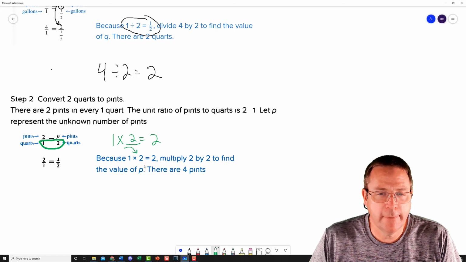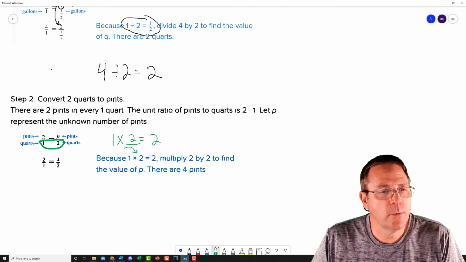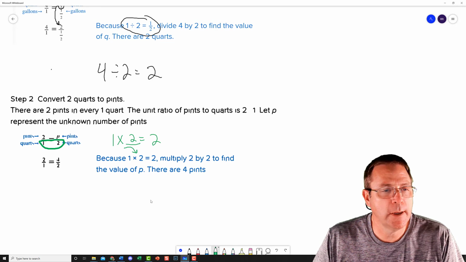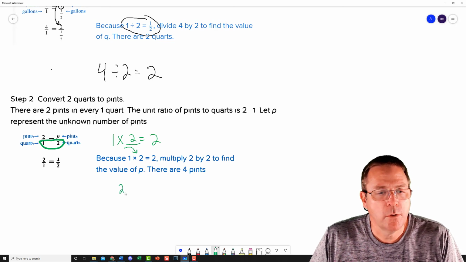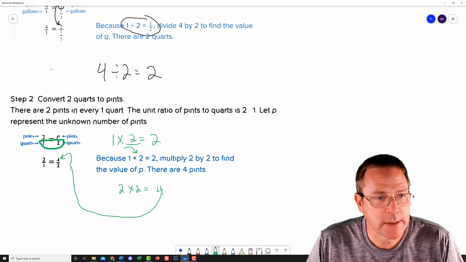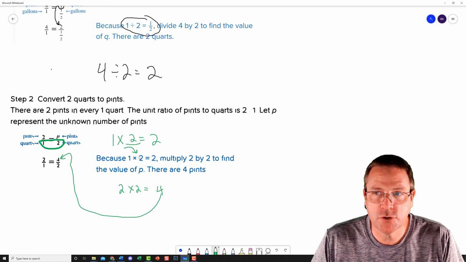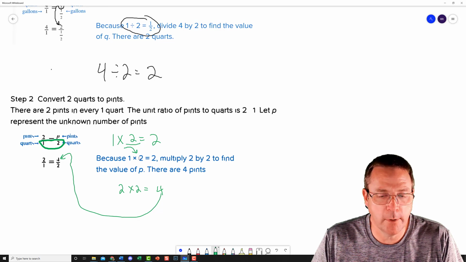That is where they get that information right there from. Since you multiplied the 1 by 2 to get 2, you should also multiply the 2 by 2 to get your p-value. So 2 times 2 is equal to 4, and that is where that 4 came from that goes into your pints. Now once again, all this is giving me supporting work that I can use to justify where my answers are coming from.